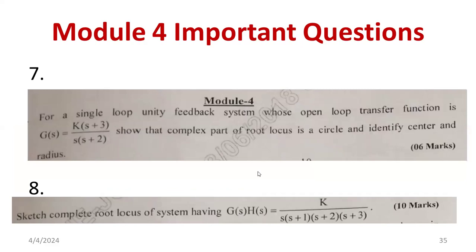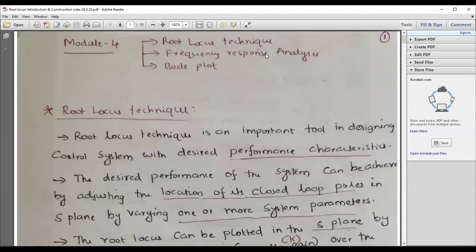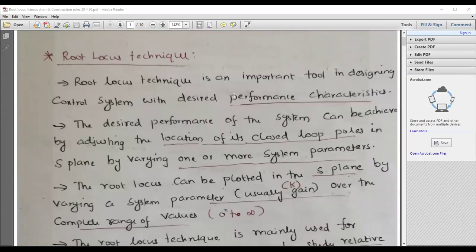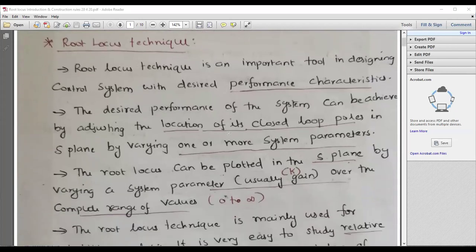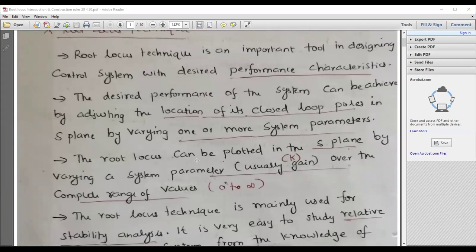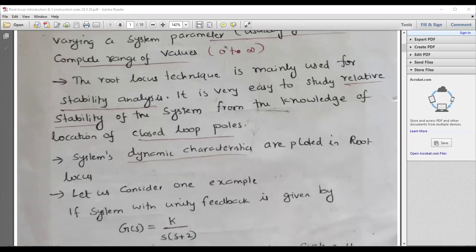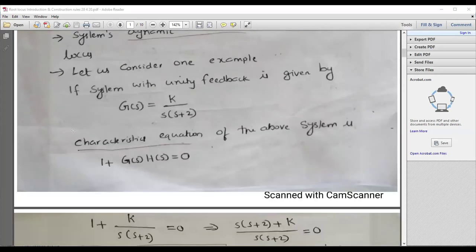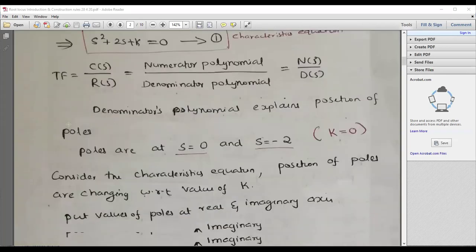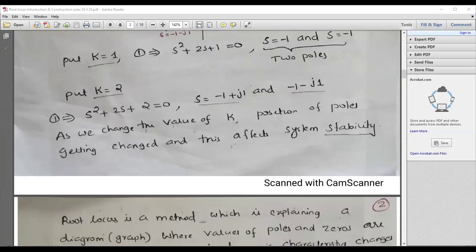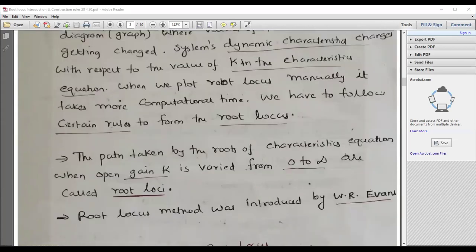Now I am going to show you the important steps regarding the root locus. I request you to pay attention for a while. Now we can see the root locus. I have given the definition of the root locus: why it is called a root locus, and that it is plotted by varying the system parameters, usually the gain, over a range of 0 to infinity. It is required mainly for stability analysis. These are the different steps involved in the root locus.